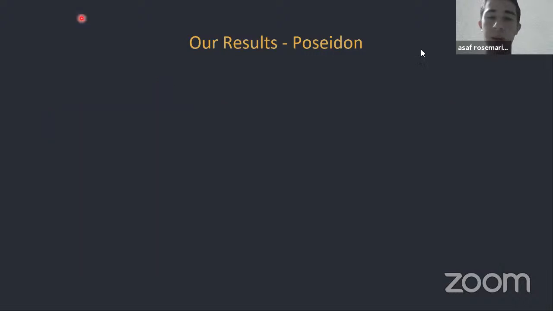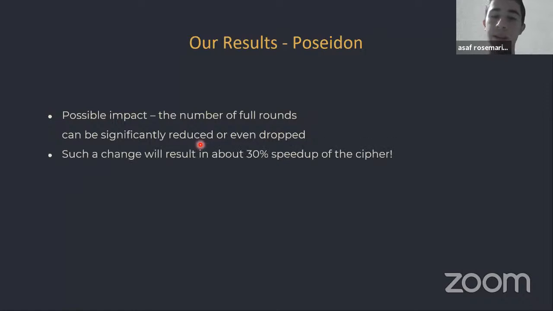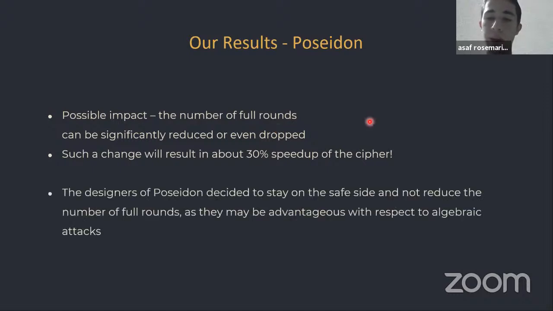And the practical meaning of this is that we can maybe reduce the number of full rounds. As the authors said, their purpose is to provide security against statistical cryptanalysis. And as it is used in MPC, as we saw in the previous talk, the main performance bottleneck is the S-box set. So reducing the full rounds is a major speedup of the implementation. But after we talked to the designers, they decided not to reduce them for now, as they don't know how it will affect the security against other attacks. So currently, Poseidon uses the same number of full rounds.